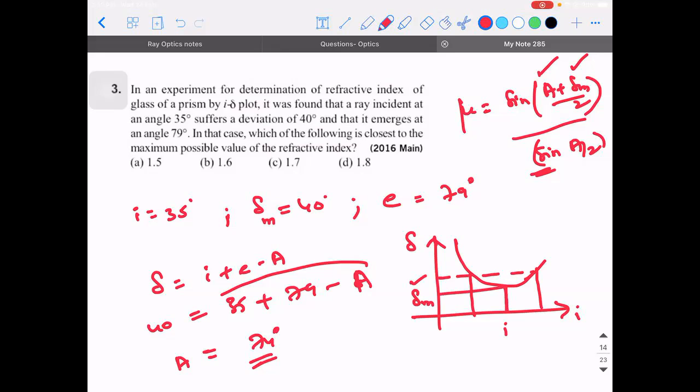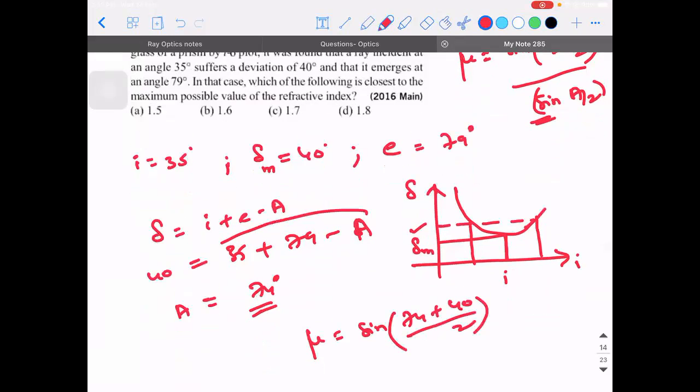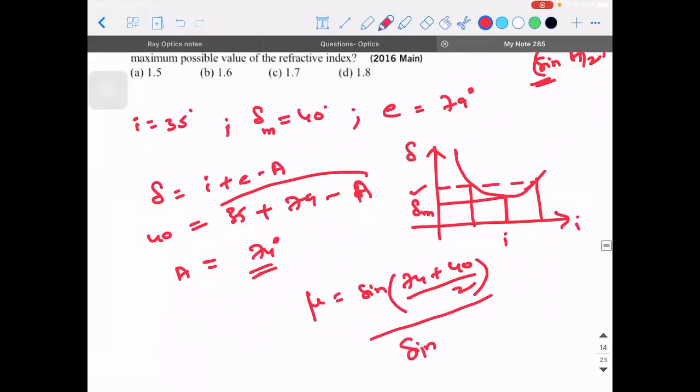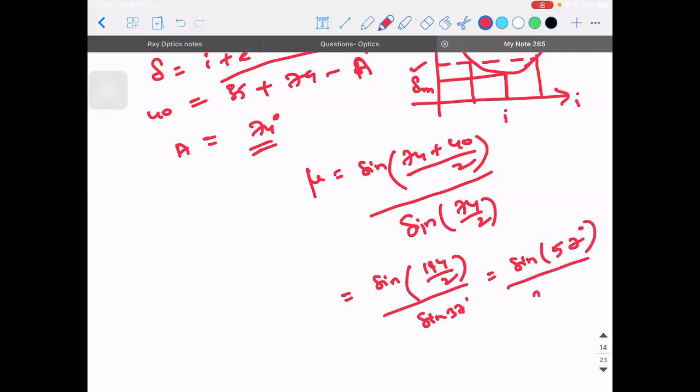So delta is 40. Now we can apply mu is equal to sine of (A plus delta m) by 2, that is 74 plus 40, divided by 2, correct? Divided by sine of A by 2. A by 2 is 74 by 2. So it is sine of 74 plus 40 is 114, by 2, divided by sine 37 degrees. So it is sine of 57. Yes sir, 57 divided by sine 37 degrees.